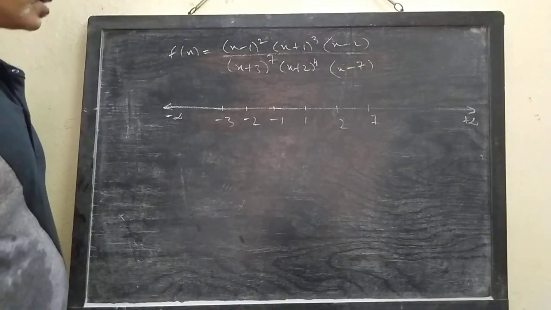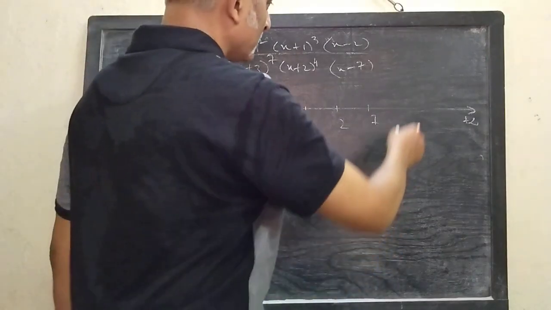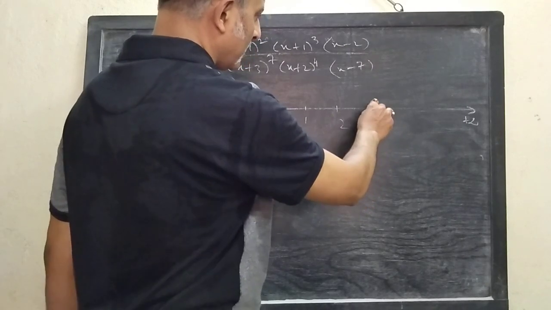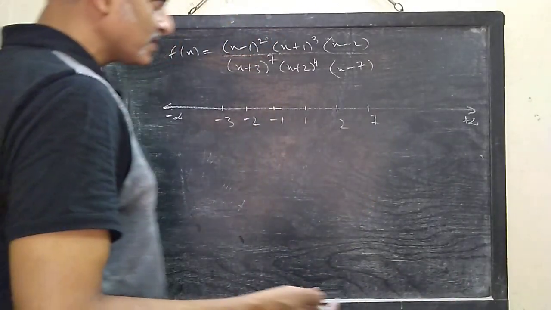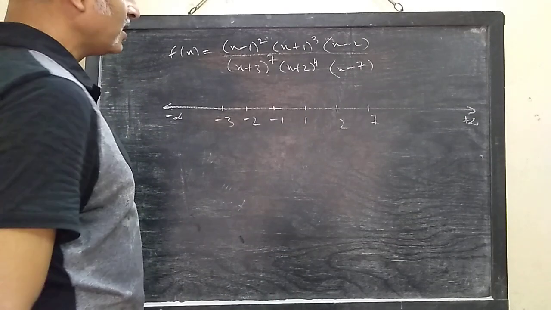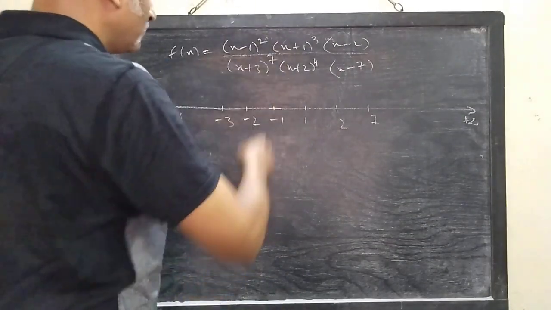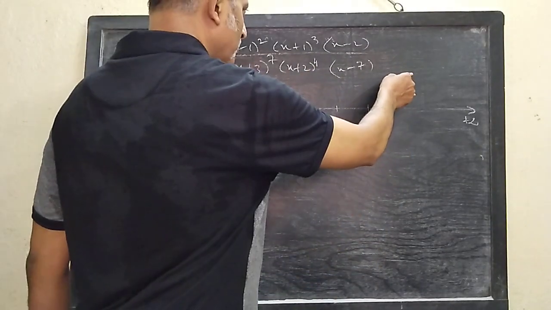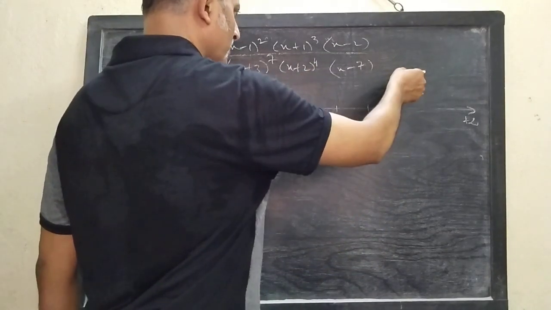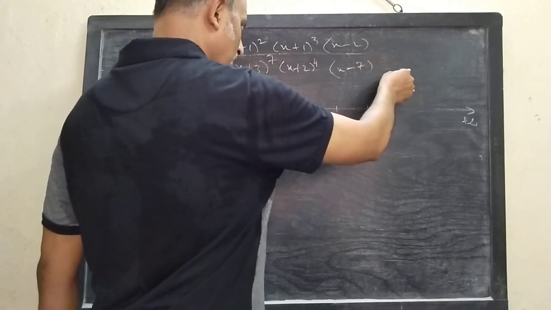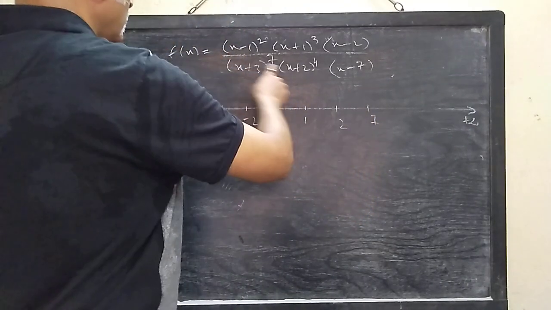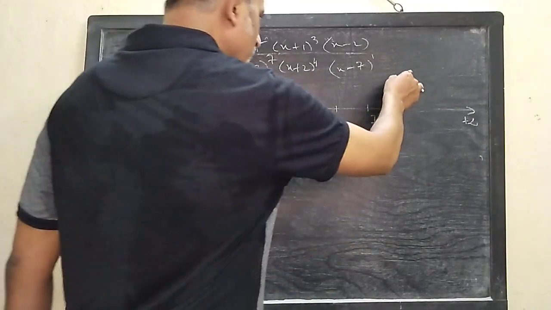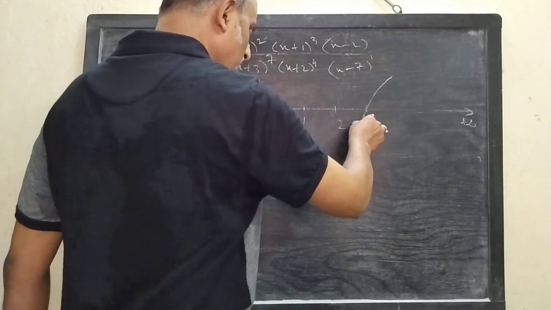Now in the next step I have told you to take any real number more than the rightmost zero. Here the rightmost zero is 7, so let us take 8. If you put x equals 8 here, you will find the result is positive because every term is positive. So start to draw the graph from here, the upper part of the real line. Now, when you are crossing 7, 7 is an ordinary point because it has an odd power 1. So your graph continues in this way.